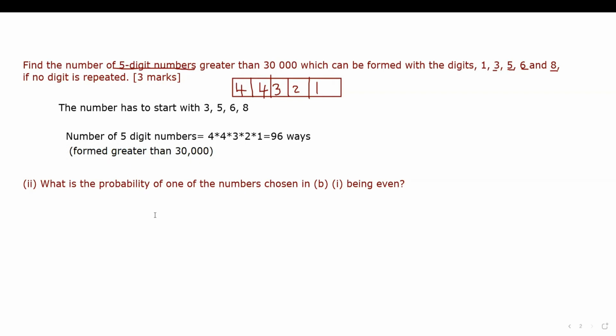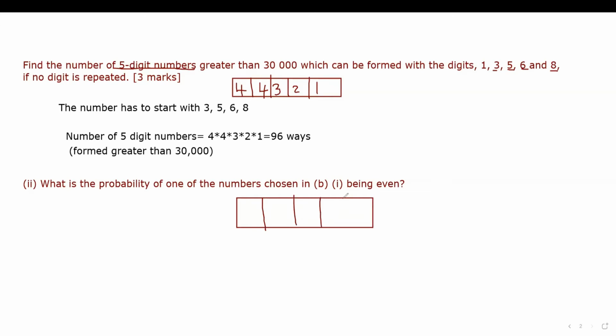Now it says, what is the probability that one of the numbers chosen is even? So find the probability that the number formed is even. First we need to look at how many numbers greater than 30,000 can be even. So first thing, we have to draw a box again.